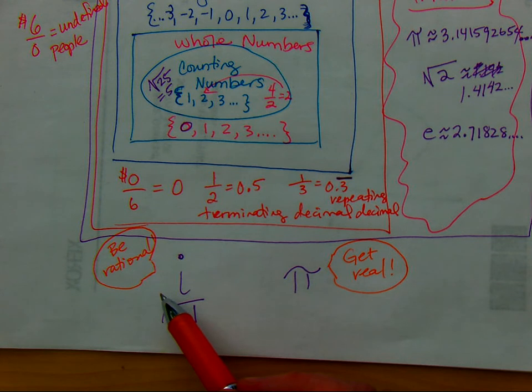Okay? Because i is not a real number. i is what we call an imaginary number. And we'll get more into that in our more advanced math classes as well. But I just thought I'd point that out so that when you see the joke, you'll know what they're talking about.